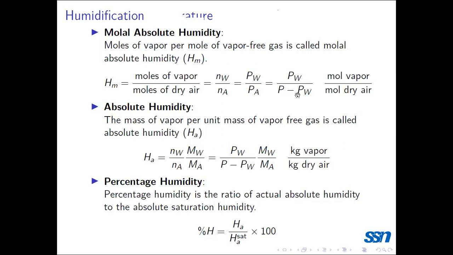So if you subtract the water partial pressure from the total, you'll get the partial pressure of air. That's why P_A is simply P minus P_W. And this can be equated to the ratio of moles of water to moles of air.